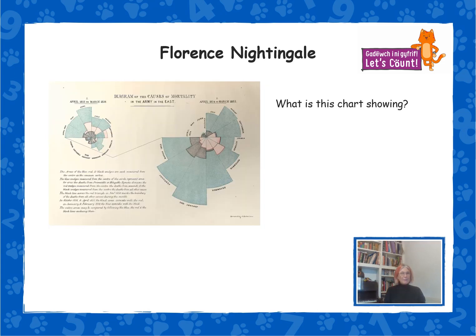This image might look a bit familiar. Does it remind you of something? Have a look at it and think about what it might be showing and what questions you would like to ask about the chart. Pause the recording and think about what it's telling you.